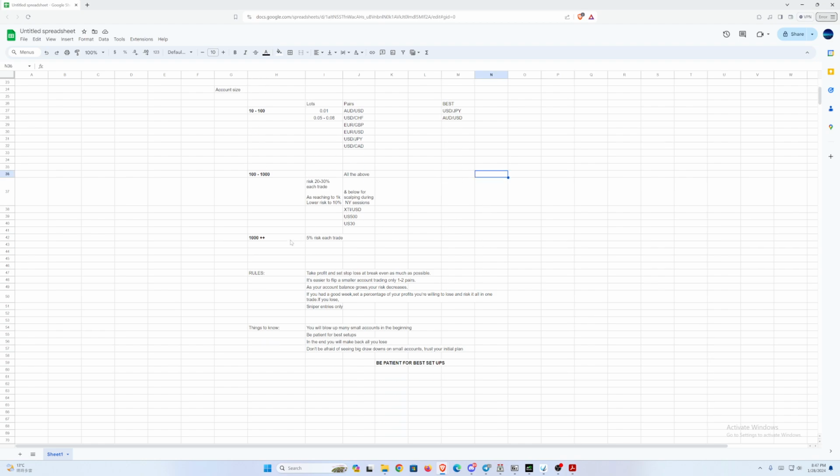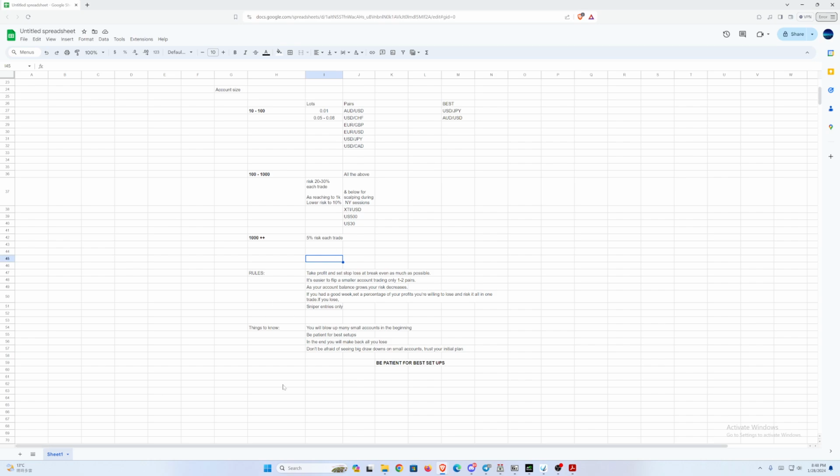Then once we reach the $1,000 mark, we will decrease our risk to 5% each trade. From this point on, we can trade any currency pair. We can go with gold or whatever. It doesn't matter, but we should only risk 5% on each trade.